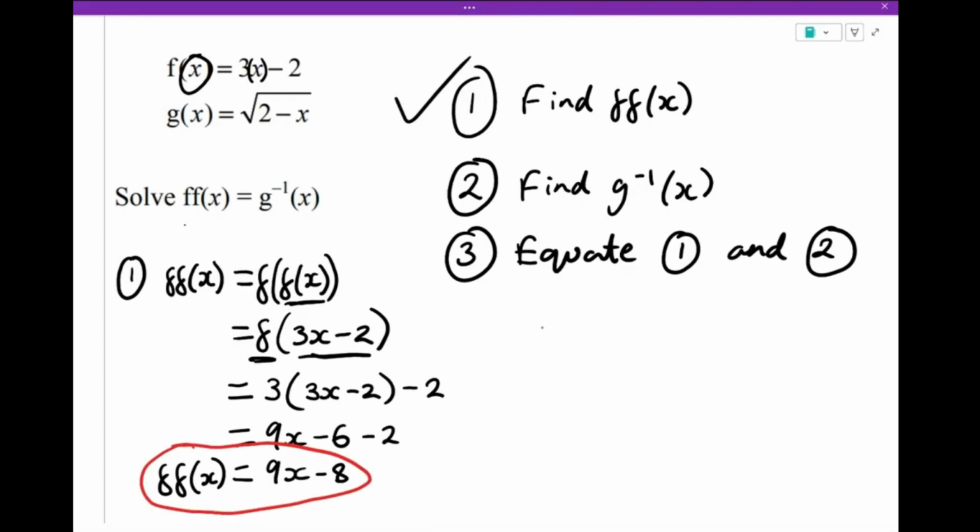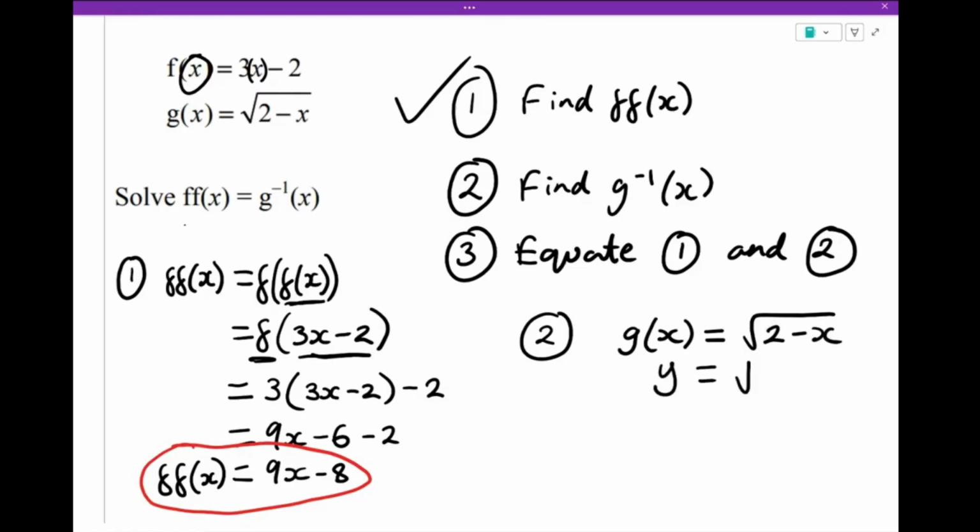Right, let's move on to step 2. Step 2 is finding the inverse function of g. So I'm going to write g of x down here because this is the only function I'm going to use in step 2. Let's do the process of finding an inverse function. I'm going to replace the g of x with a y just to help with rearranging. Then what we need to do is replace all of the y's with x's. So we'd have x equals 2, and I'm going to replace all of the x's with y's. So we'd have the square root of 2 subtract y like that.